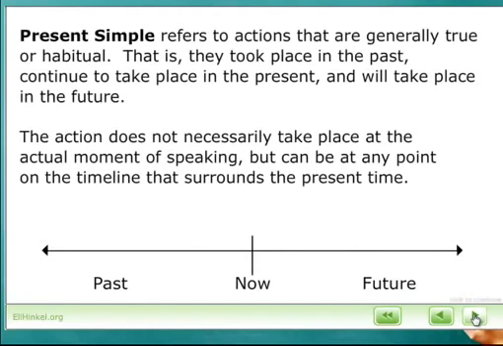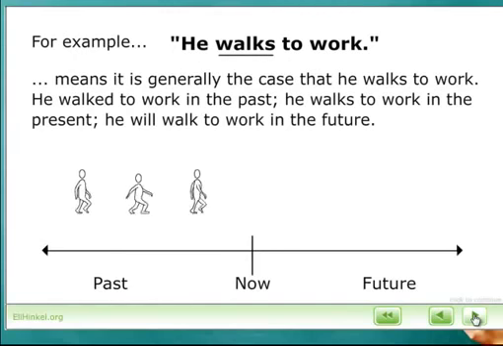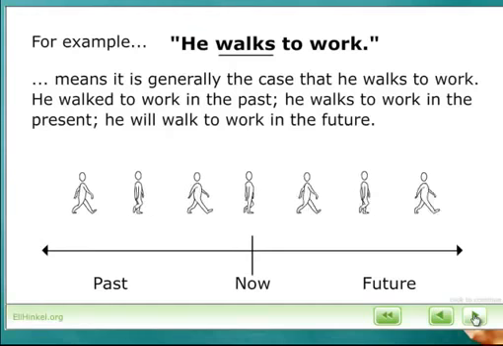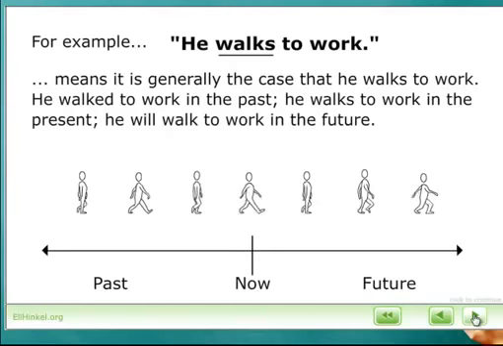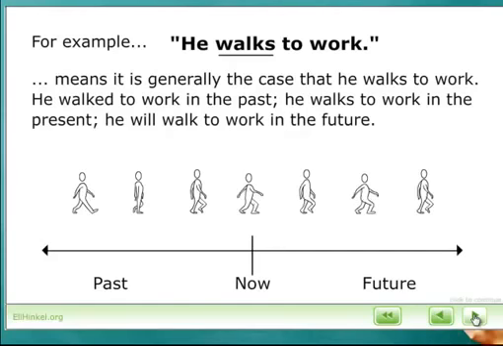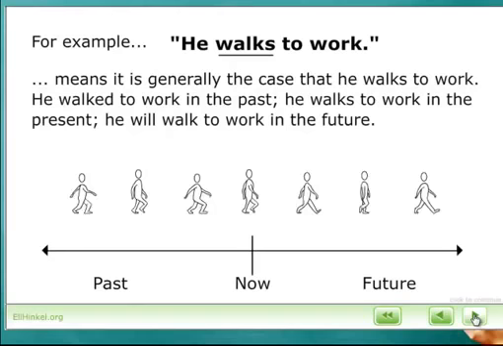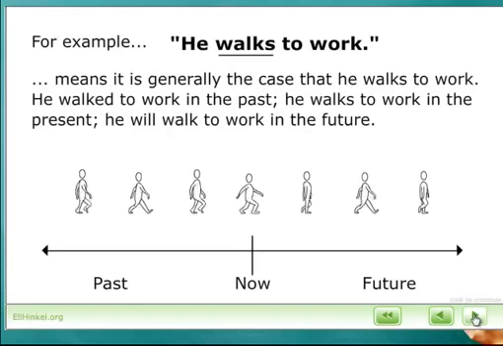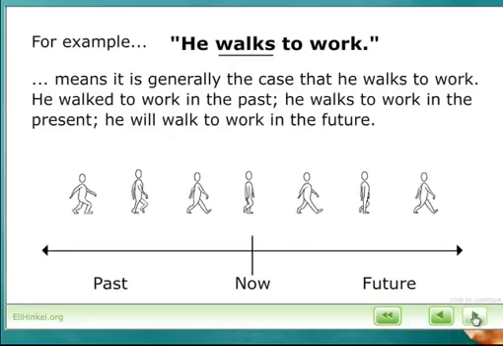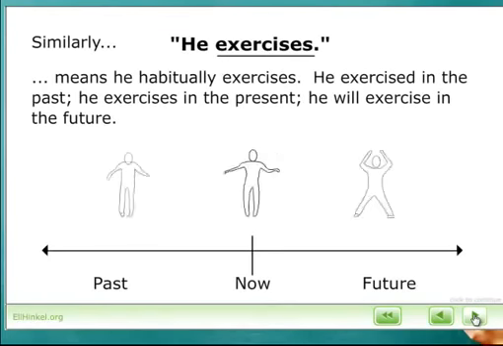Let's go ahead and move on to present simple. Present simple is talking about something that habitually happens over time. It's something that took place in the past, taking place in the present, and will take place in the future. Doesn't mean that it's happening right now. Let me give you an example. He walks to work. Does John drive to work? No, he walks to work. That's something that he does, an action that takes place time and time again. He's walked in the past, he's walking in the present, and he's walking in the future, or will walk in the future. Same thing with he exercises.